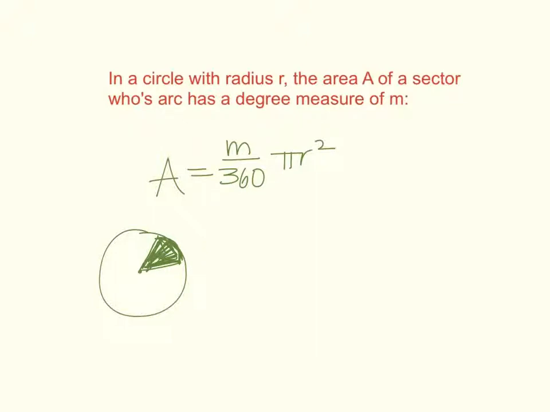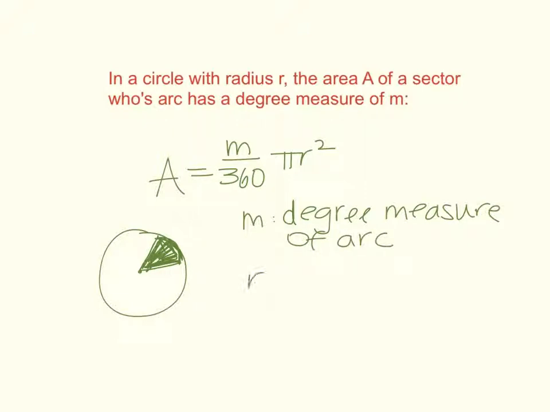Before, we were looking at just the percentage of the circumference. Now we're looking at just the percentage of the area. So again, m is the degree measure of the arc, whereas r is still our radius. Okay? So tomorrow we'll take a look and practice all of these.